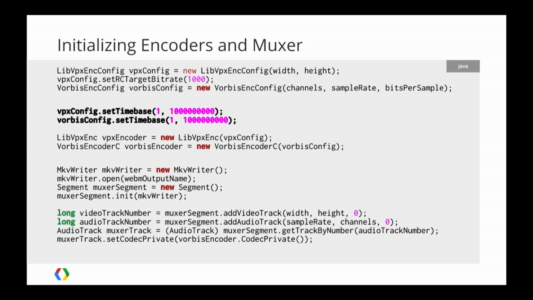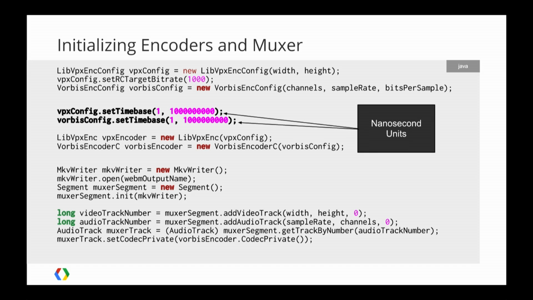This code is setting the time base for both the VP8 encoder and the Vorbis encoder. This is really a convenience function because the Muxer, libwebm, expects the time base to be in nanosecond units. And the only reason we're doing this is so we don't have to translate the timestamps later. If you didn't do this, the video default time base is milliseconds, and the audio default time base is samples per second. Oh, yep, and nanosecond units.